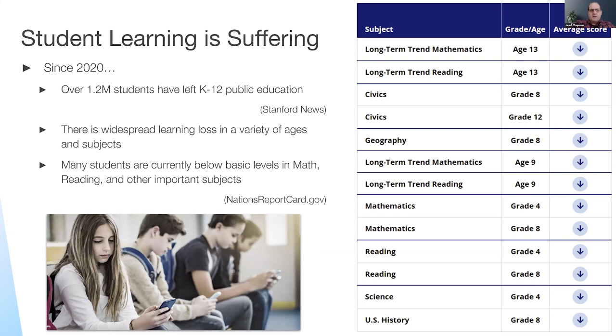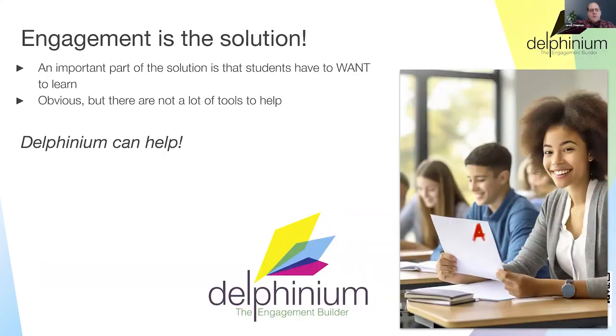Since 2020, over 1.2 million students have left the K-12 public education system, and there's widespread learning loss in a variety of ages and subjects. Many students are currently testing below levels in math, reading, and other important subjects. Part of the solution to this problem is going to be engaging our students better. We have to help students want to learn. That seems so obvious to say out loud, but we don't have a lot of tools to help us do that. This is where Delphinium can help.